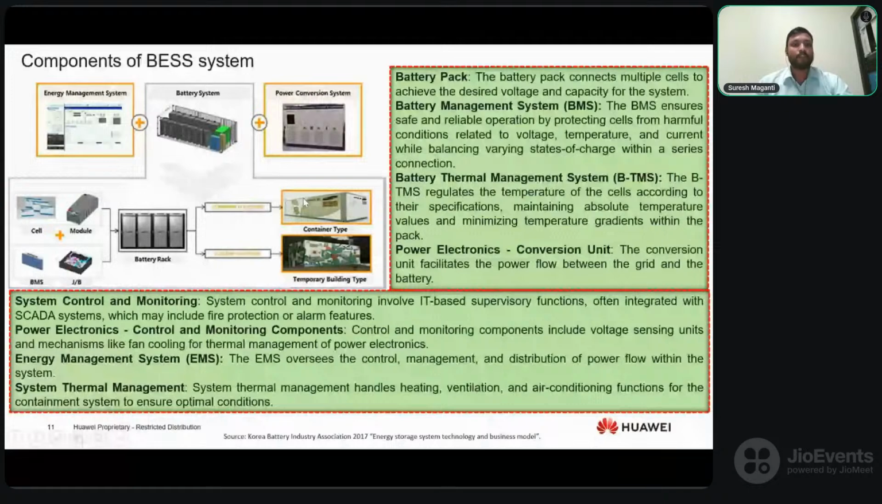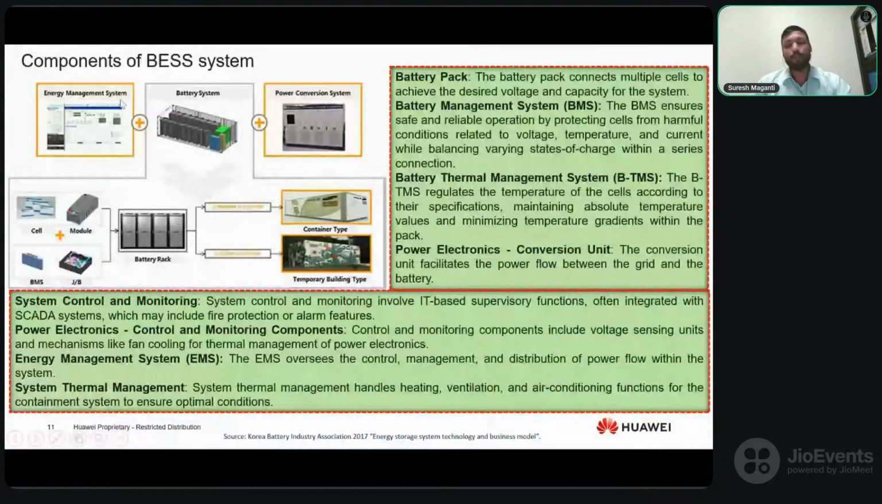So this battery system will be connected to a power conversion system that might have two stages or one stage. The two stage is DC-DC, and then DC to AC will be connected to the grid. Single stage means direct DC to AC. So the power conversion system will be driven by the energy management system.